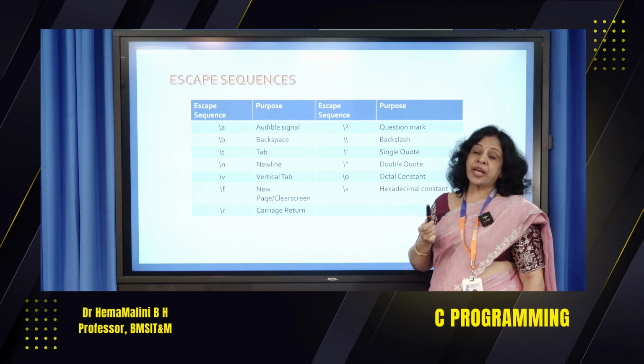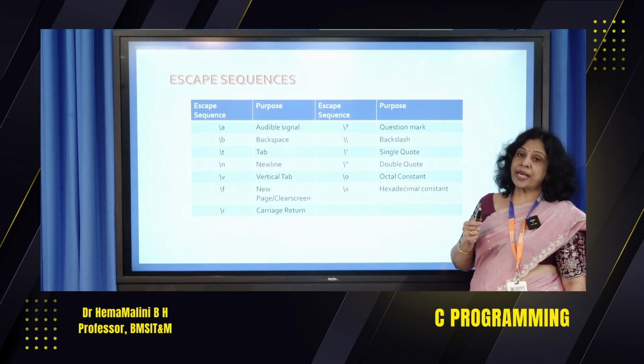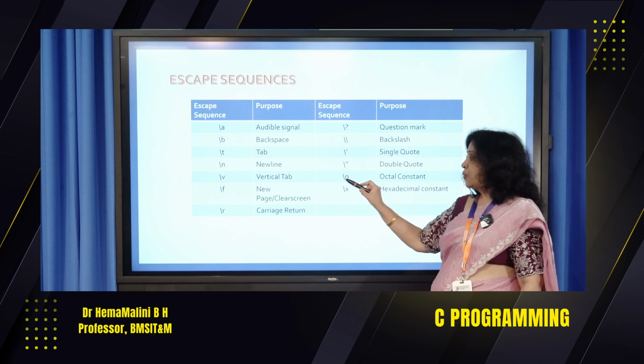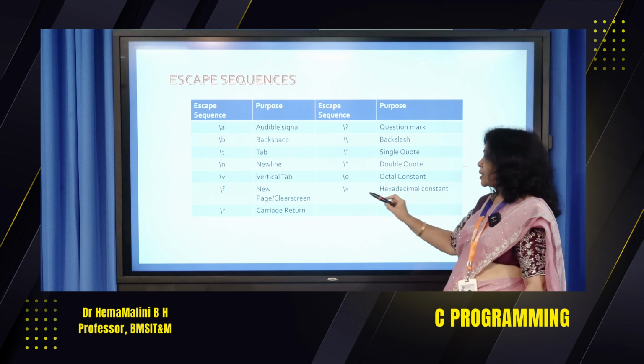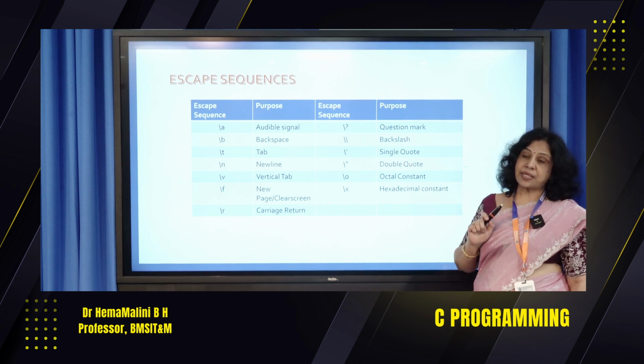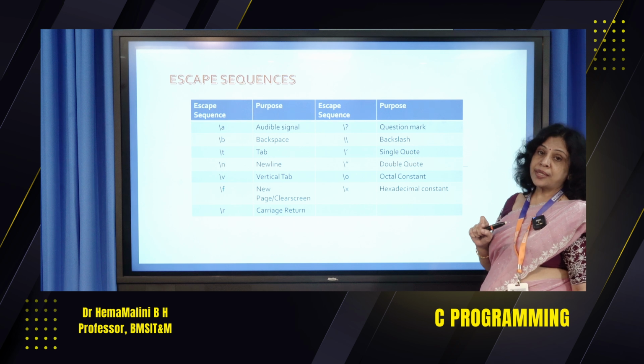Then we can use octal constants and hexadecimal constants. To show an octal constant, we use slash O. Slash X is for a hexadecimal constant. So this is about the escape sequences in C.